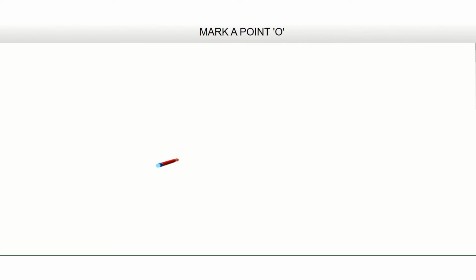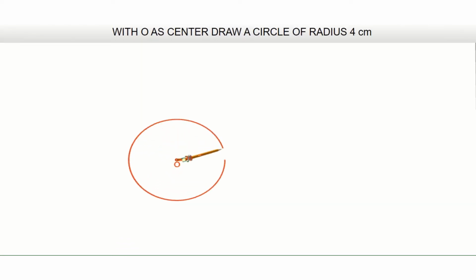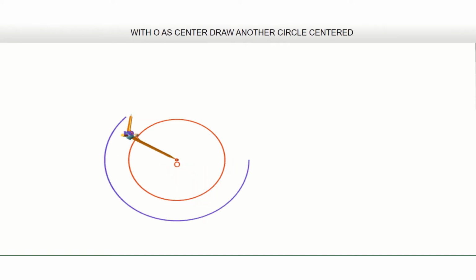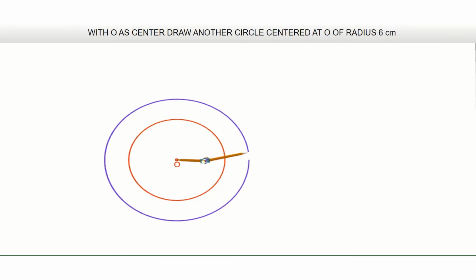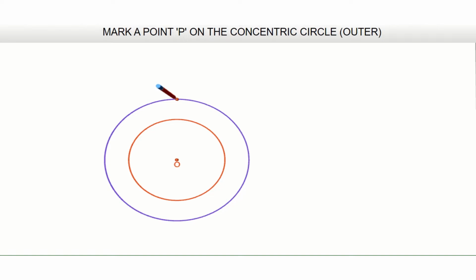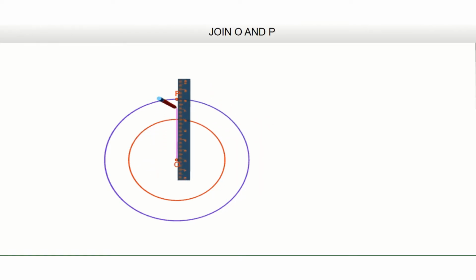First I am going to take the center point O. With 4 centimeter radius, I am drawing one circle. Again from the center, 6 centimeter radius, I am drawing another circle. Right? I am going to mark a point P on the outer circle and I am joining OP.